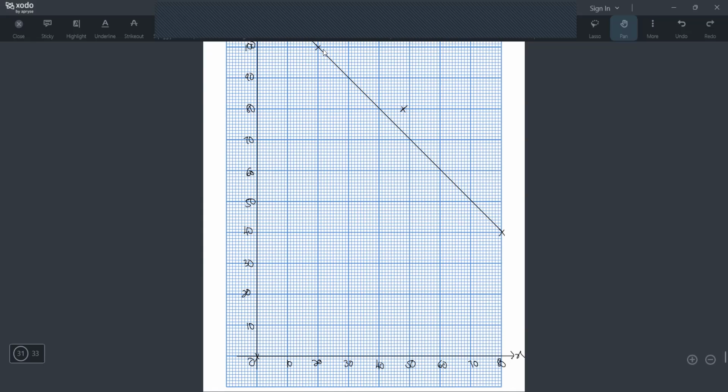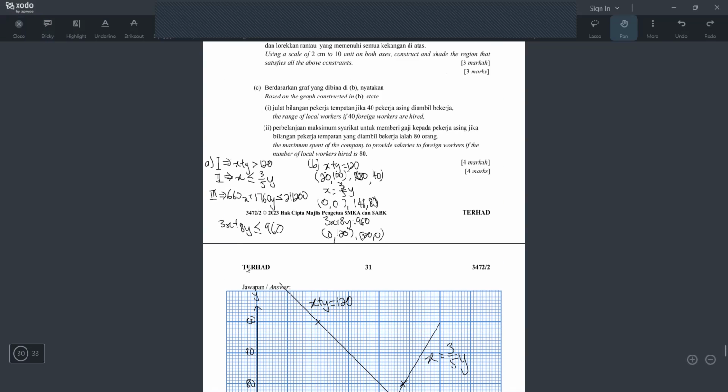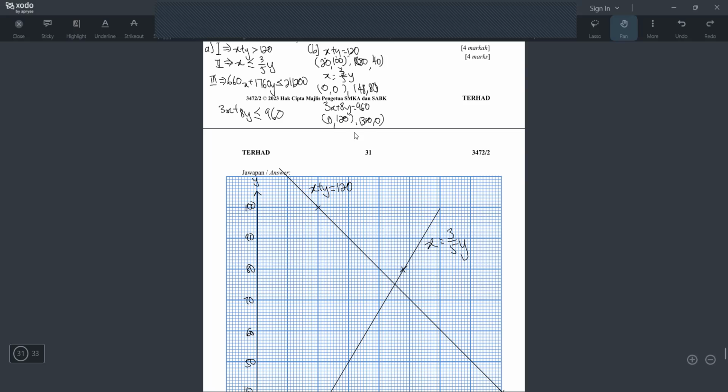And now we can join these two lines lah. 0, 0 and 48, 80. Okay, this one, let's make it pass through 0, 0. This one has to pass through 48, 80. Yeah. So let's write the equation. X equals 3 over 5y. Okay, sudah siap. For my last line, 0, 120, 320, 0.